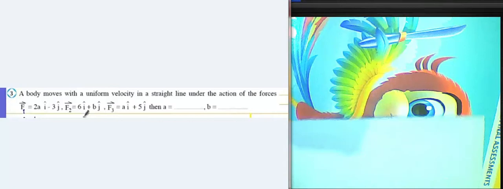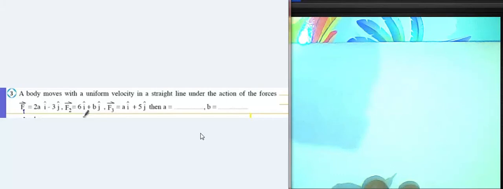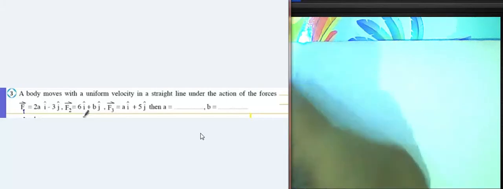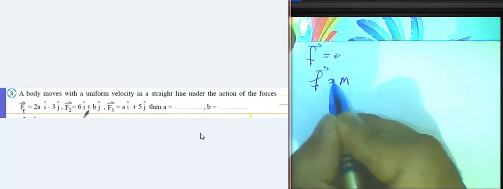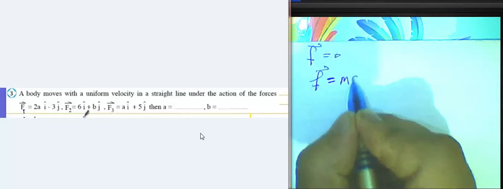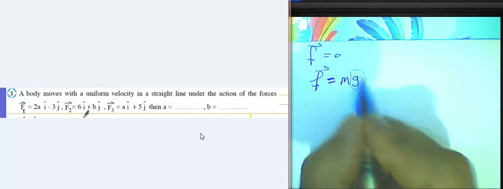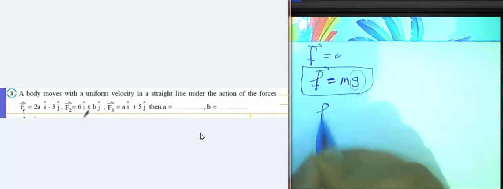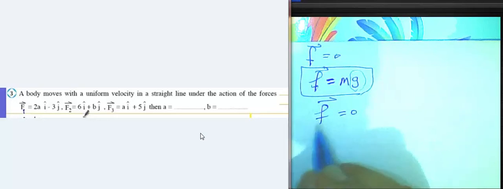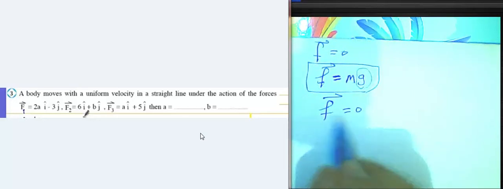Another example, question 3. A body moved with uniform velocity in a straight line under the action of the forces F1, F2, F3, then a equal and b equal what? We want to find a and b. We know a body moved with uniform velocity, then the force equals 0, because force equals m multiplied by j, and j equals 0. Then the total force equals 0.